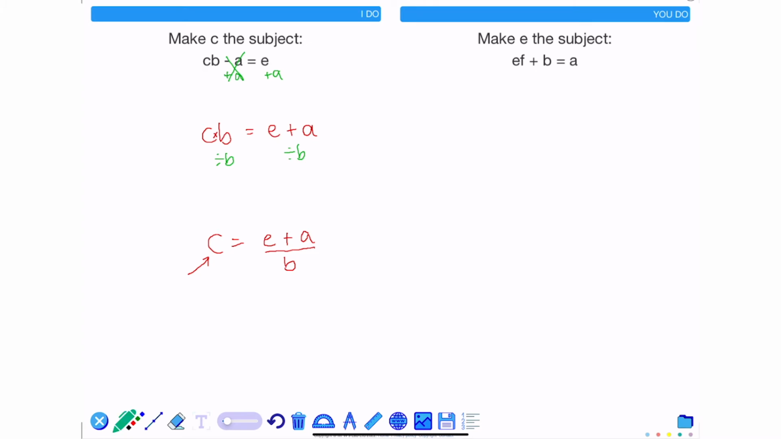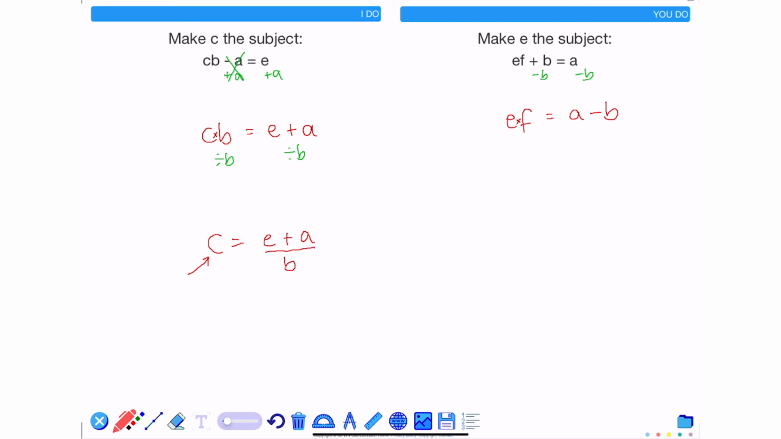So doing the same as I did before, I need to reverse the operations. To make E the subject, the first thing I want to get rid of is the add B. The inverse of add B is to subtract B. This gives me EF is equal to A minus B.